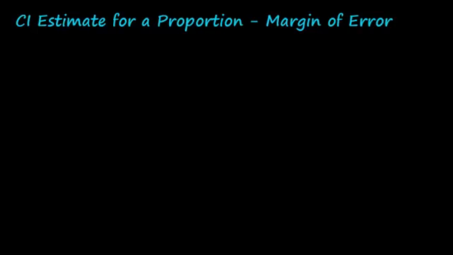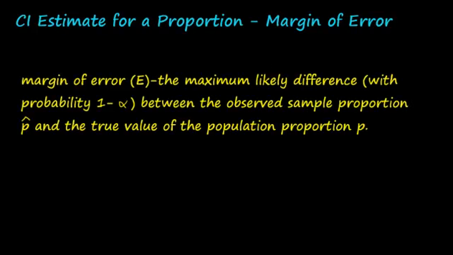Once we've determined our sample proportion, we need to calculate the margin of error in order to construct our confidence interval estimate. The difference between the sample proportion and the population proportion can be thought of as an error, and therefore our margin of error is the maximum likely difference with a probability of 1 minus alpha between the observed sample proportion, what we calculate from our sample, and the true value of the population proportion.